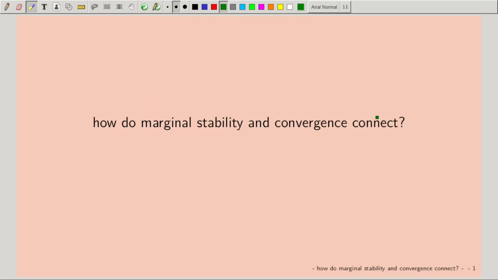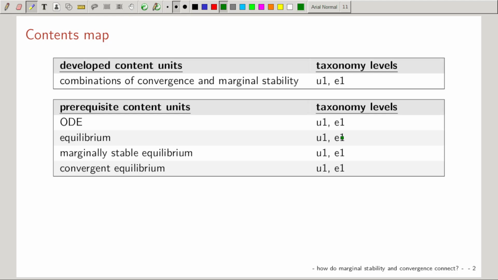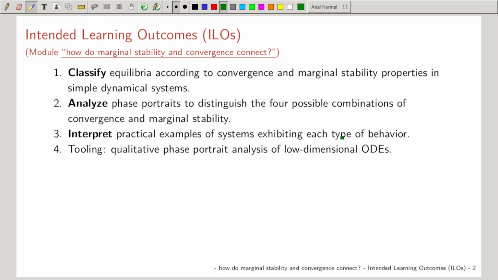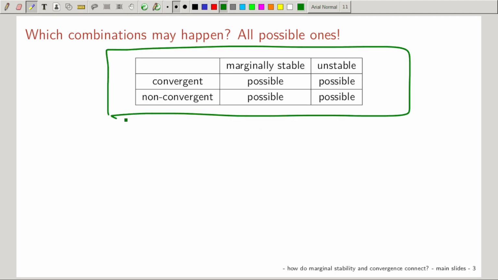And a last one on this, because it's important, okay? Marginal stability and convergence, how do they connect? Because there's one mistake that is made very often that I want you not to make. Let's go first of all to this table. I hope that you get that all the combinations can happen. Are we together that all the combinations can happen? In general, everything can happen.